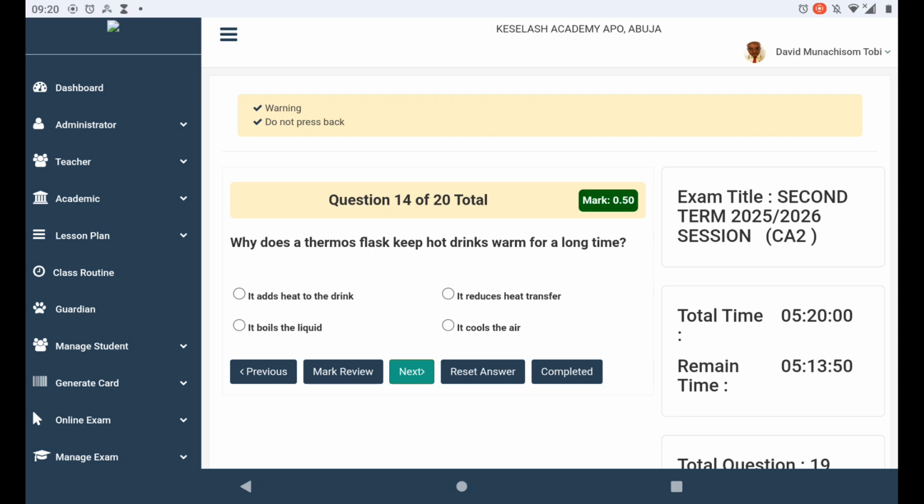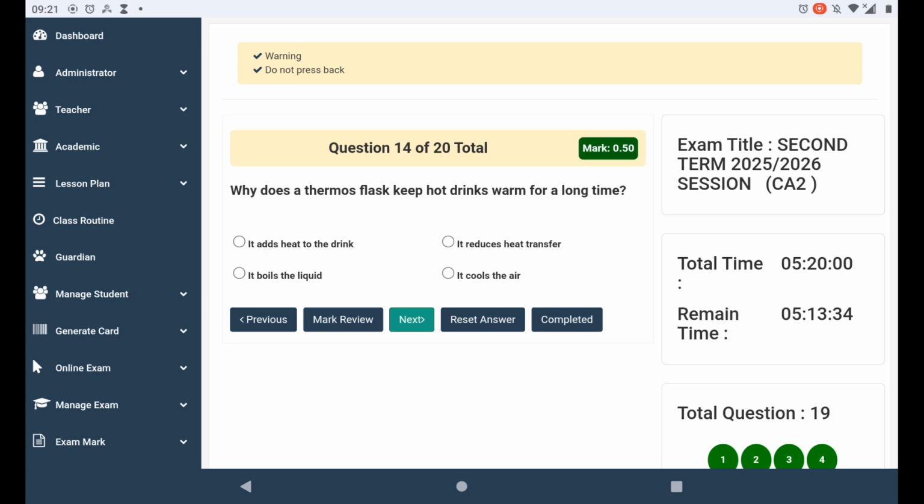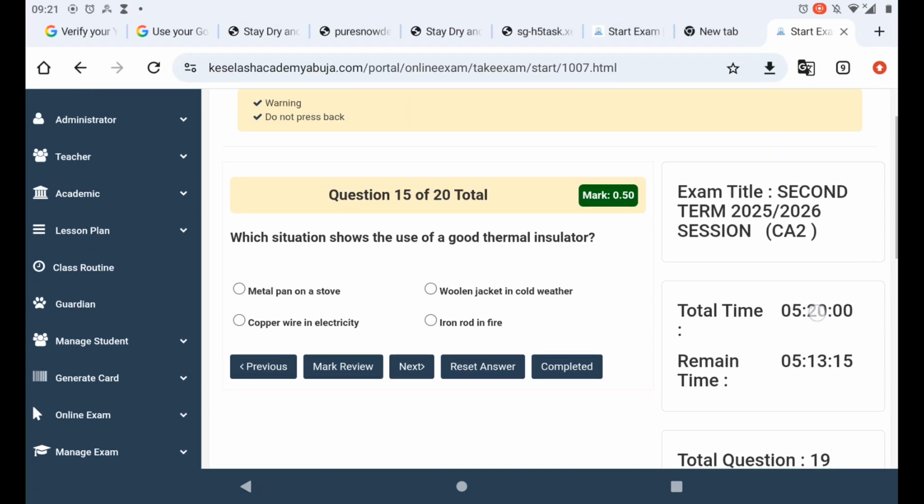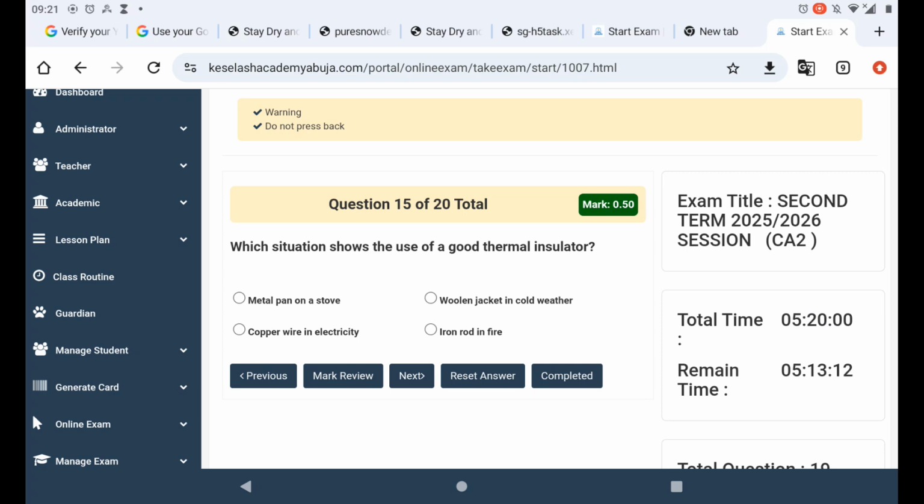Why does a thermos flask keep hot drinks hot for a long period? Because it reduces heat transfer, I think so. So I'll do next. So I have 6 questions that I want to answer. Oh no. I can do that.